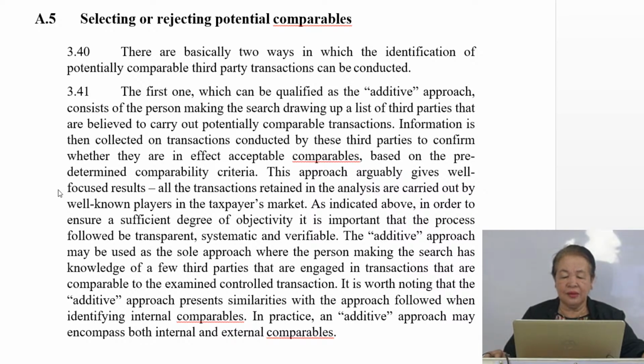Okay, so the additive approach may be used as the sole approach where the person making the search has knowledge of a few third parties that are engaged in transactions that are comparable to the examined control transaction. It is worth noting that the additive approach presents similarities with the approach followed when identifying internal comparables. Also, in practice, an additive approach may encompass both internal and external comparables, no?